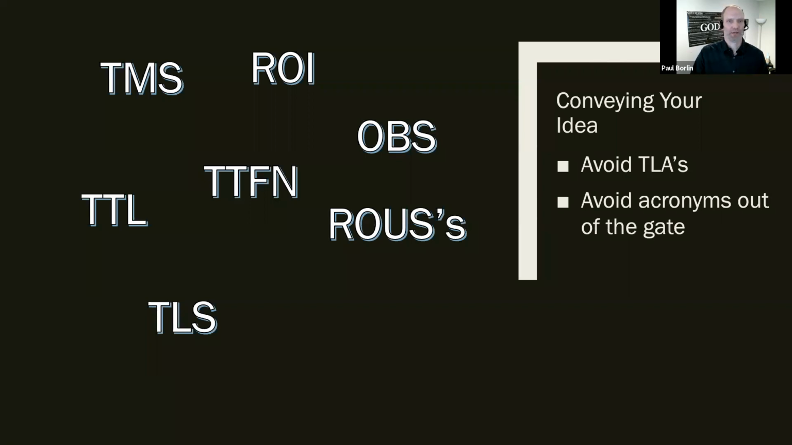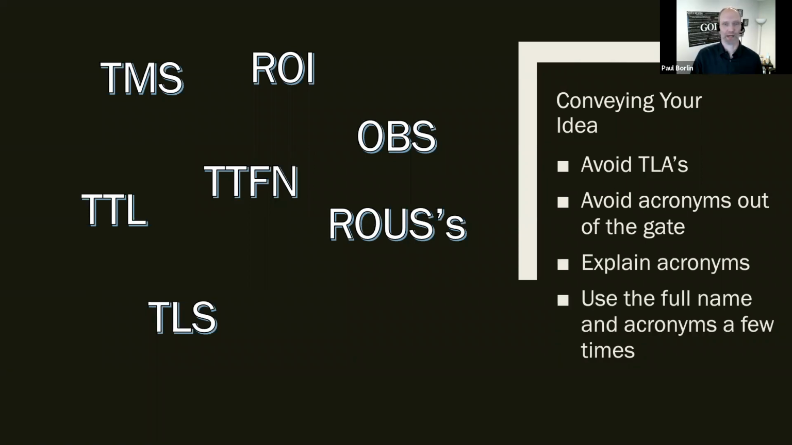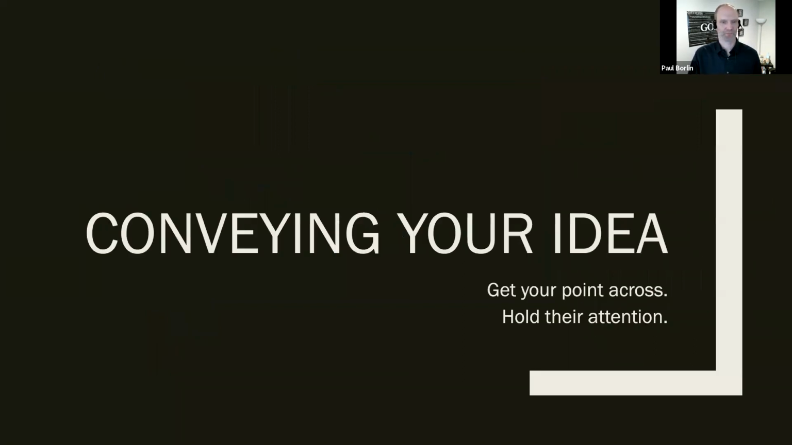Don't start throwing out all these ROI and TTL and blah, blah, blah, all your company lingo. I guarantee there's probably somebody in your audience who doesn't know what you're talking about. Even your team might not know. So use the full names first, and then say the acronym a couple times, and then use the acronym so they're caught up with you. Explain your acronyms. Maybe not everybody knows what ROI is. Return on investment. So explain that. Don't be Wikipedia about it, but give them some context of what it is so you're not losing delivery. So get your points across and hold their attention.